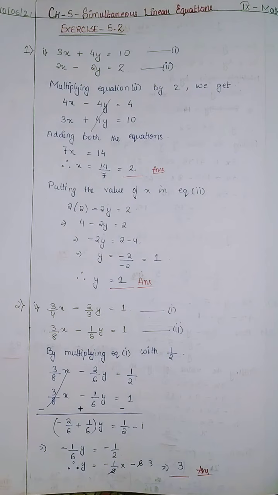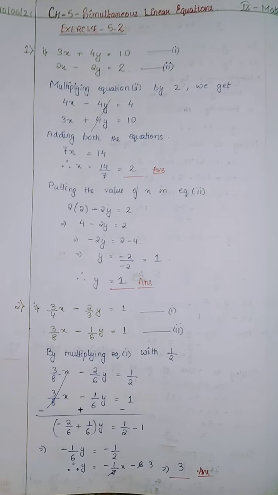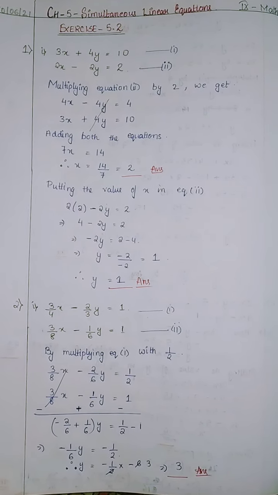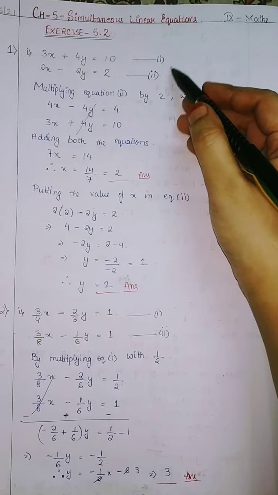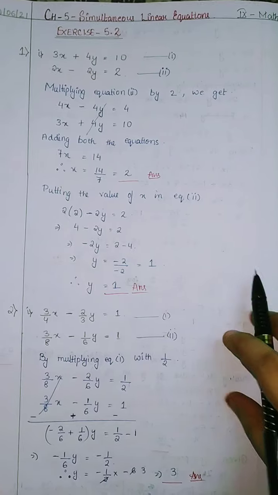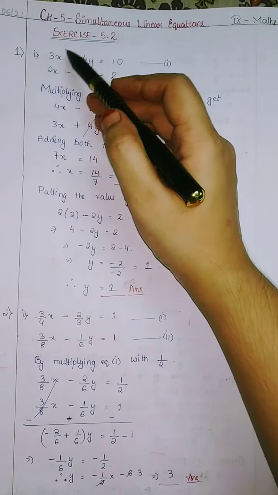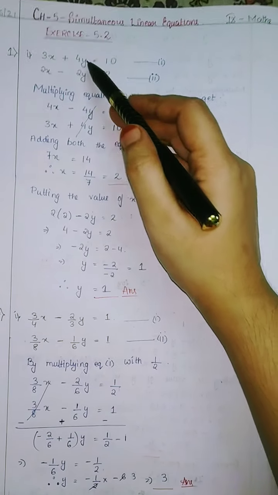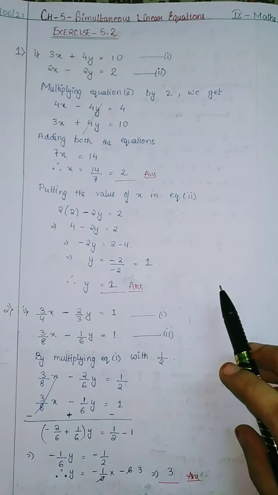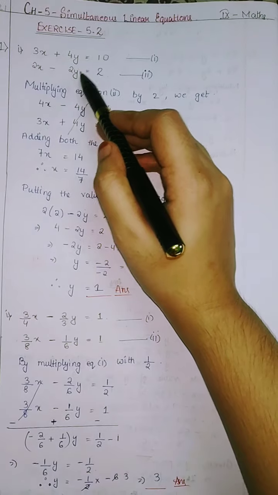Okay. So first of all, in the first question, part 1: 3x plus 4y is equal to 10, 2x minus 2y is equal to 2. It is given, so we'll write that as the first equation and the second equation. After that, we have to make anything equal, like we can make the coefficients of x, 3x and 2x, equal, or the coefficients of y equal. Okay, so I am choosing the coefficient of y to make it equal.